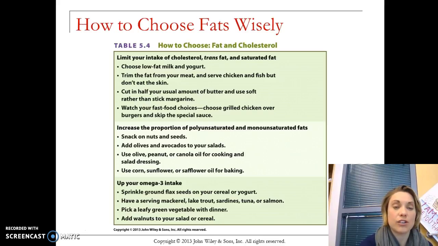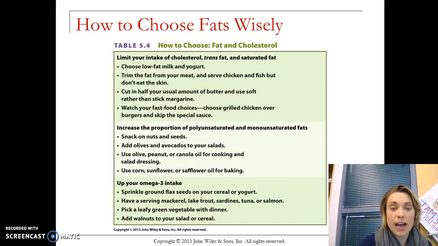So choose things like grilled over burgers, skip sauces. Things like mayonnaise and ranch dressing can really pile on the fat. And then also, if we go back to the carbs chapter, something like ketchup is going to be mostly sugar and salt. You want to increase the proportion of poly and monounsaturated fats, especially under polyunsaturated fat, the omega-3 kind that turns into the EPA and the DHA in our body.